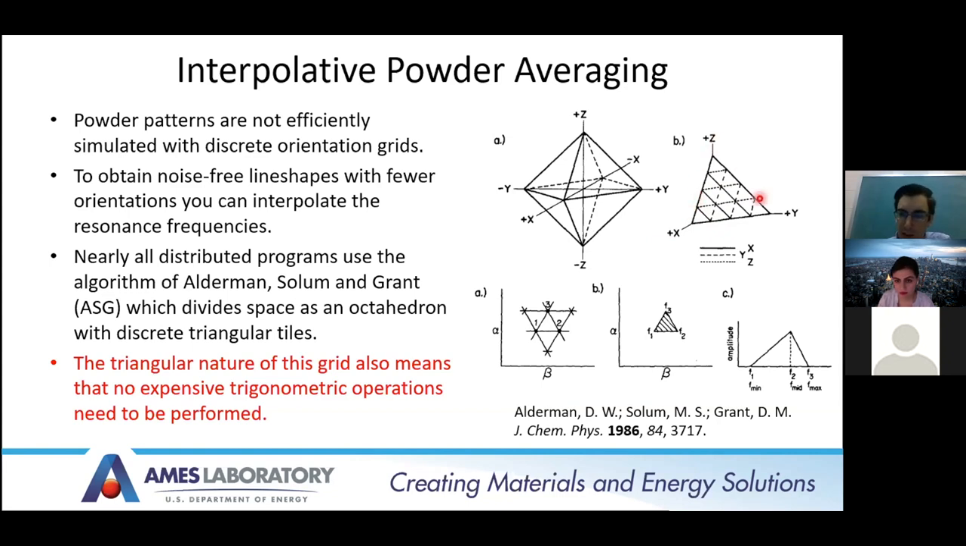While in the example that I'm giving, the orientational scheme already had the correct sine beta dependence, this Alderman-Solm-Grant scheme does not. And so you do need to scale the intensities at each step as well, according to sine beta. But again, there's a simple arithmetic operation to calculate what the intensity is going to be.